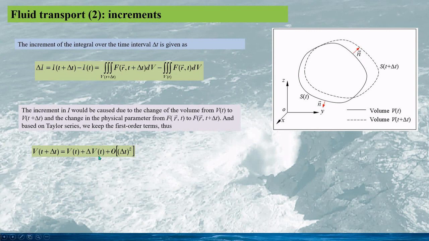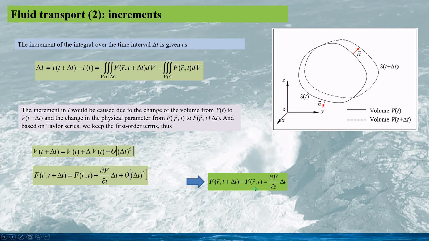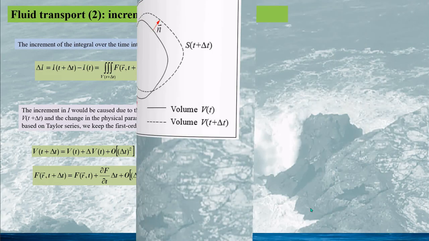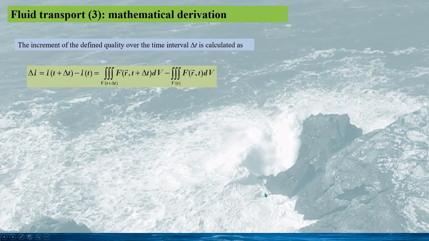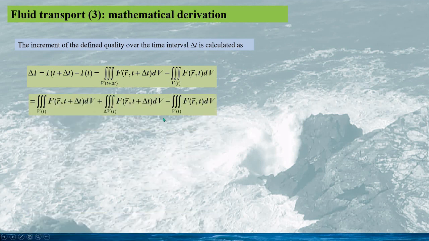We have this for the volume and for the physical parameter F. And we can also obtain the result for this change in the physical parameter in the time interval delta t. So for calculating the increment of the defined quantity I over the time interval delta t, we can separate the integral on volume. So we have this expression.